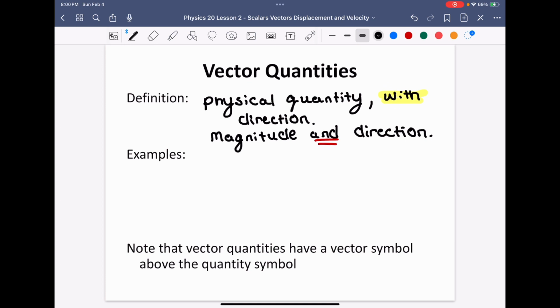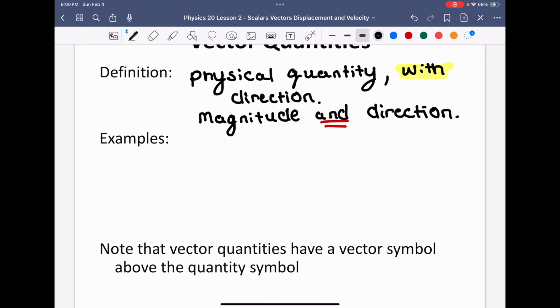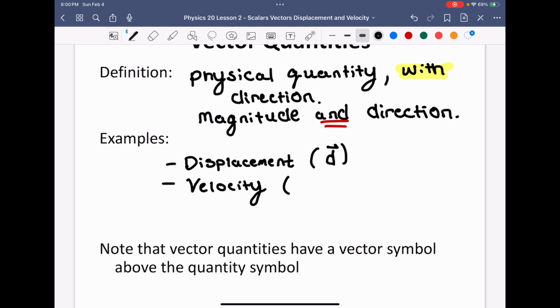Now, what are some examples of this? In kinematics here and further, we're going to focus on the following. We may talk about displacement. And displacement is different than distance in terms of symbol because what we do is we put our vector arrow on top of it. We may look at things like velocity. Velocity being a directional speed, and we'll get to that very shortly. Then we could look at acceleration.